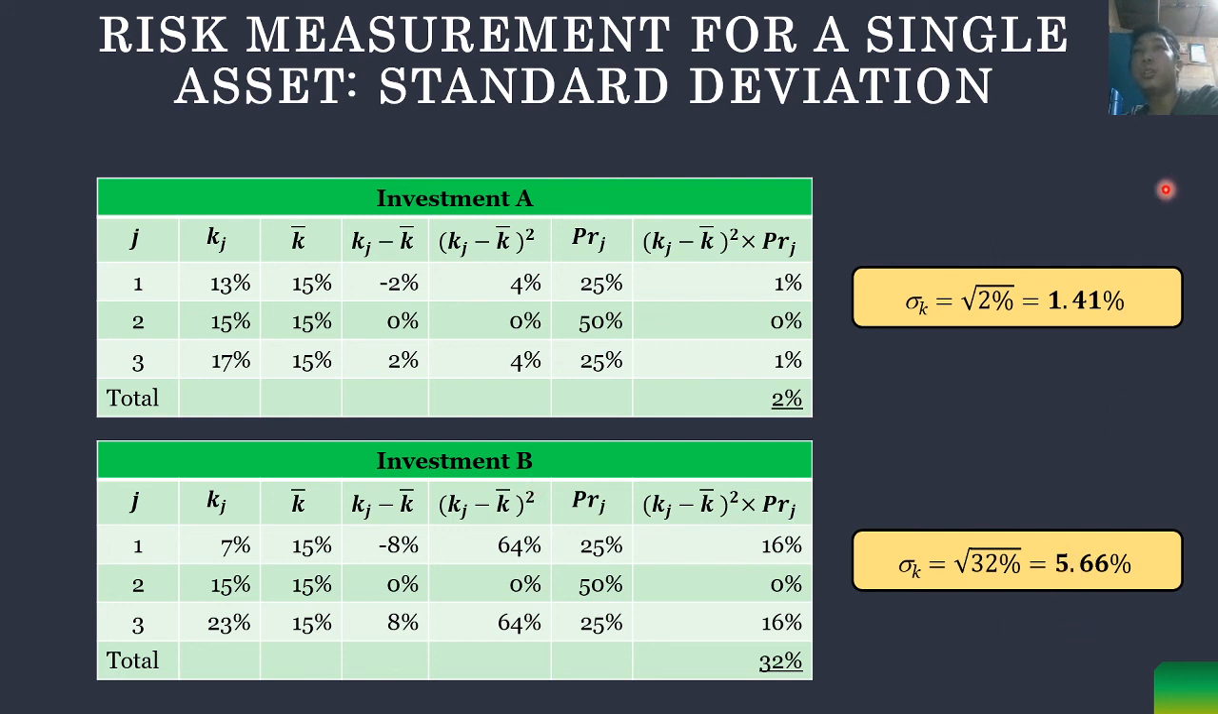Okay? So, ano yung makukuha natin dito? So, 1.41% yung SD or standard deviation ni investment A, 5.66% yung kay investment B. And the standard deviation is a measure of risk. So, alin yung more risky? Ito. So, the riskier investment is investment B. And then, since same lang sila ng rate of return, preferable yung investment A. Okay?